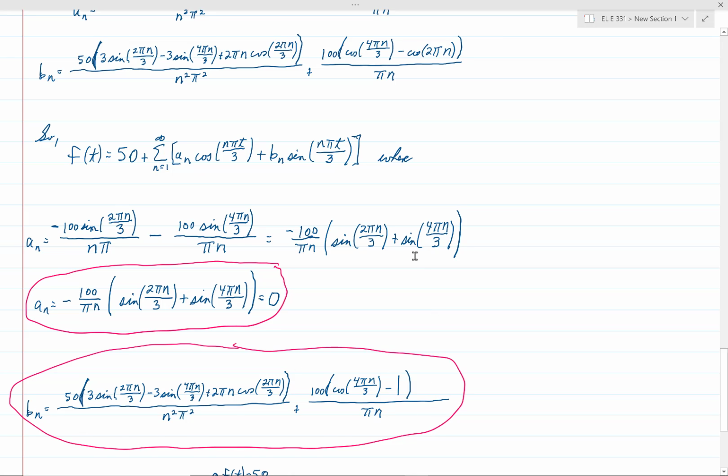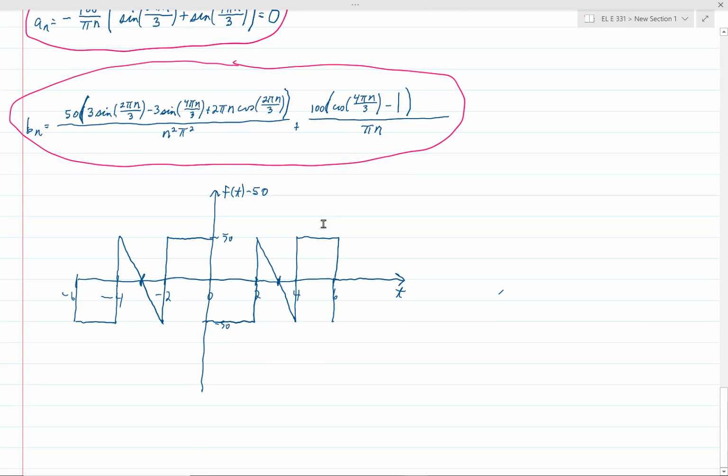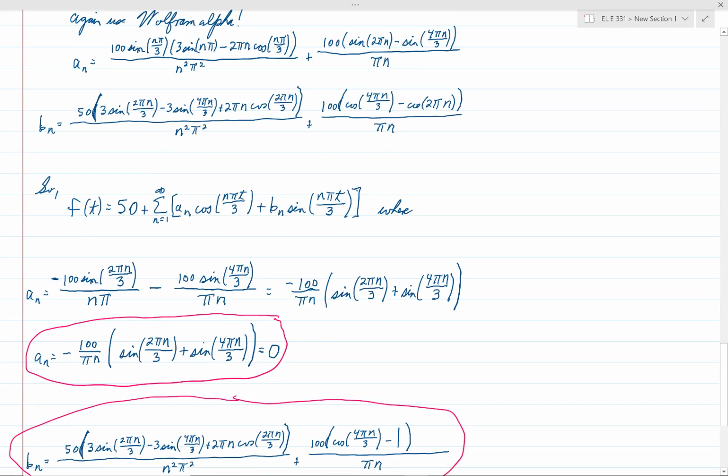And so that is it. Here is our expression for f of t, right here, where all the a_n's are 0, so that term could drop out, and the b_n's are given by this somewhat lengthy formula right here. And the last thing I'd like to show you is what happens if you actually take our original function f of t right up here.